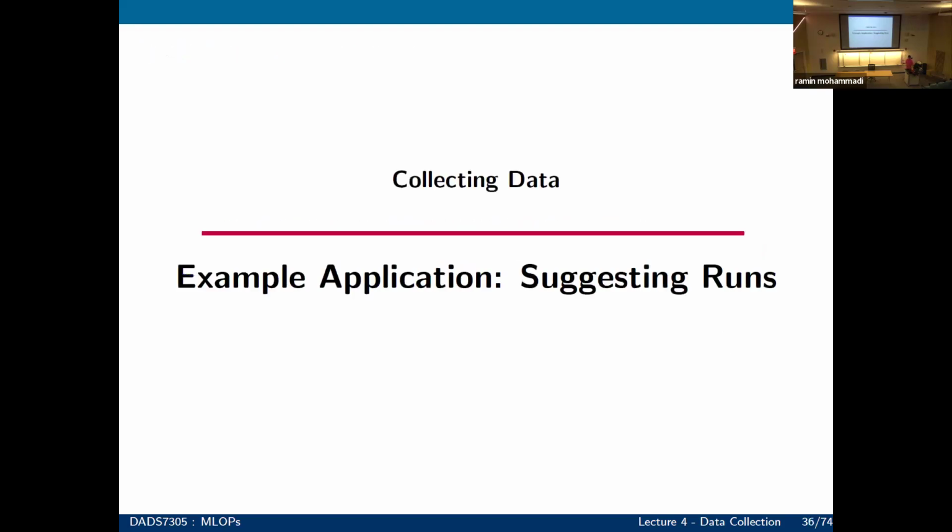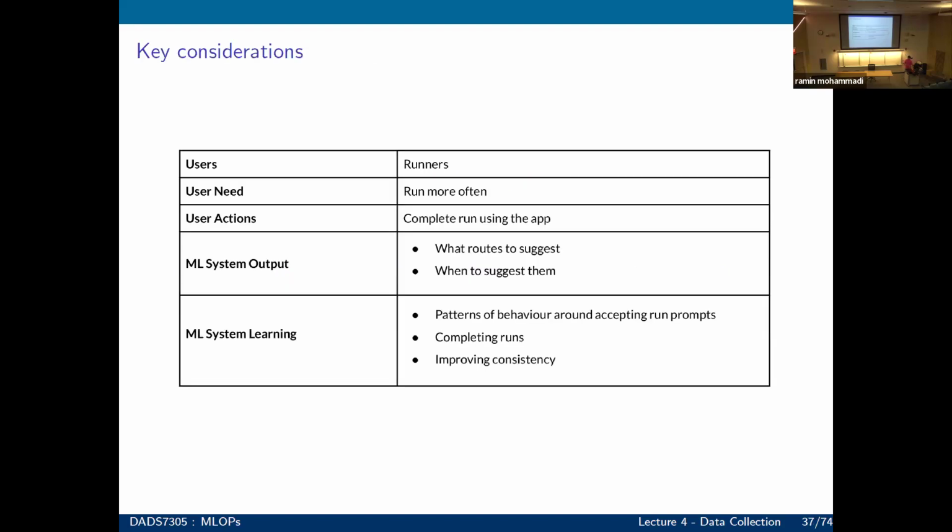Okay, so now let's do one example. Let's say this is the idea. You want to build an app. This app is supposed to, if you're a runner, suggest which path to run, but not randomly, based on other users that are at the same level as you as a runner.